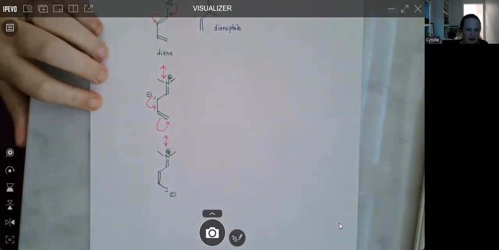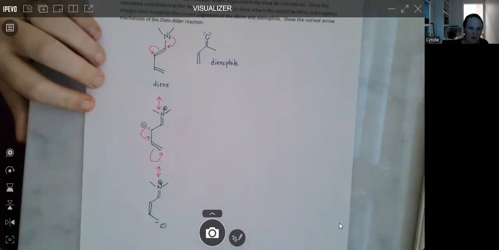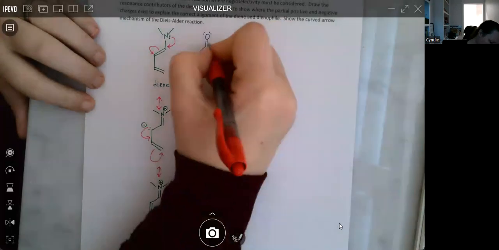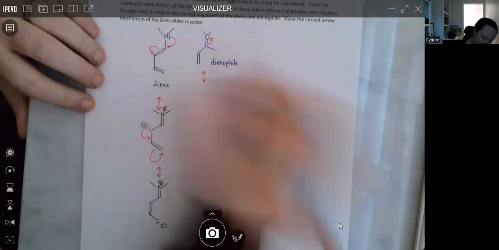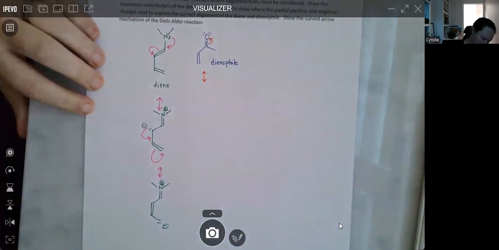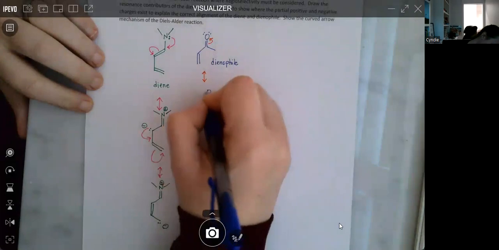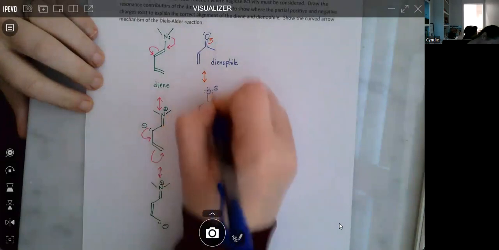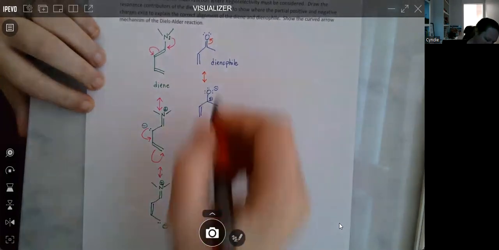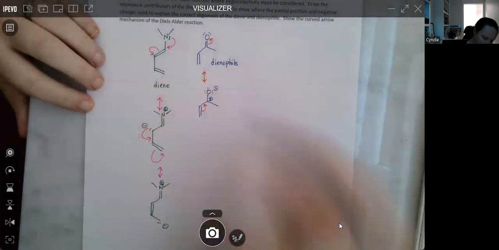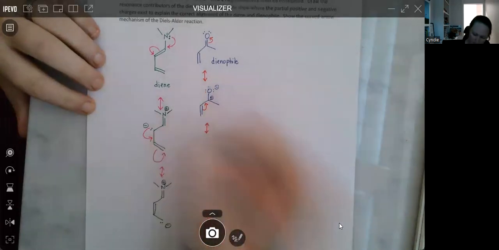Okay. And then for the dienophile, we can draw resonance. We'll start with the pi bond between atoms of differing electronegativity, followed by the allylic positive charge, also known as an allylic carbocation.